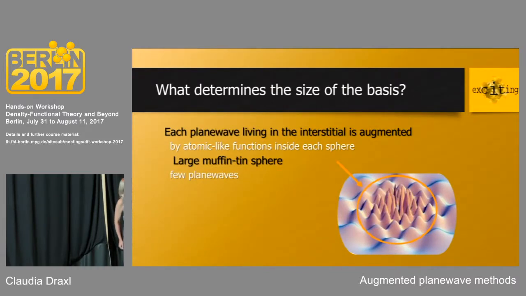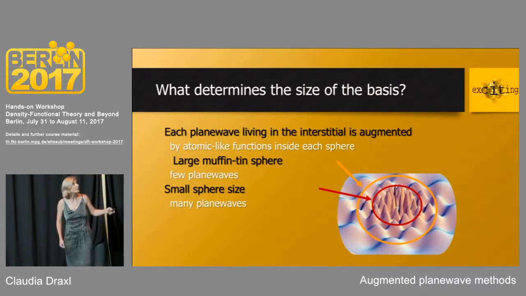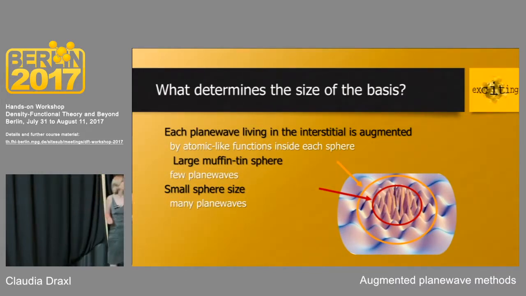So what determines the size finally? If you have a large sphere size, then you only have not so strong wiggles out there, and that means you don't need so many plane waves in order to describe this region. However, if you use a small sphere size, and this could be for various reasons, for instance, if you look at the material under pressure, the spheres are not allowed to overlap, then you have small sphere sizes, and then you have to deal with these strong oscillations with this plane wave basis. And this is more costly, so you need more plane waves here.